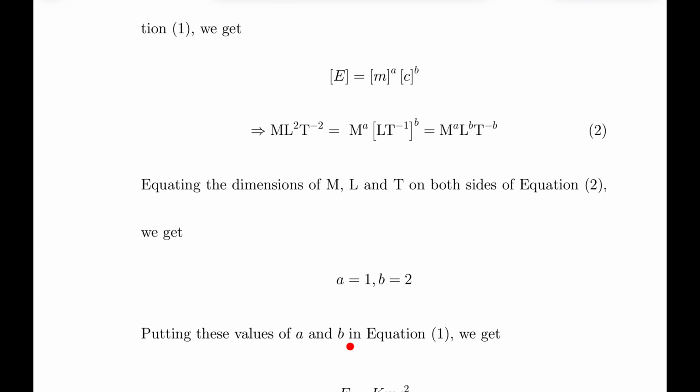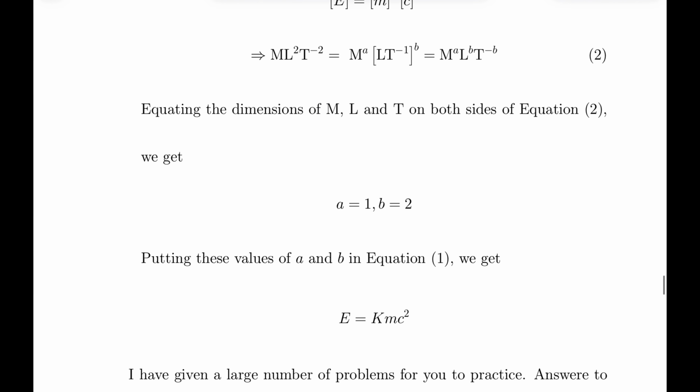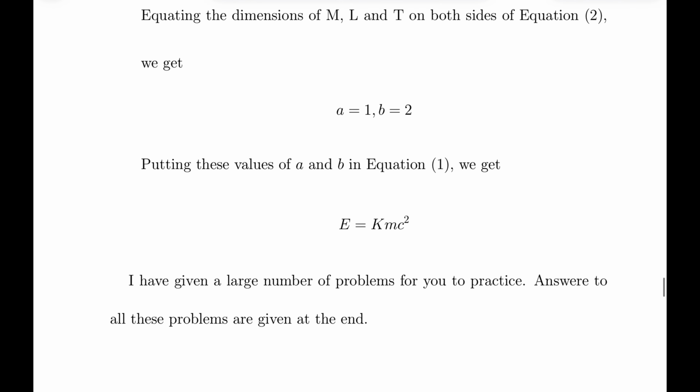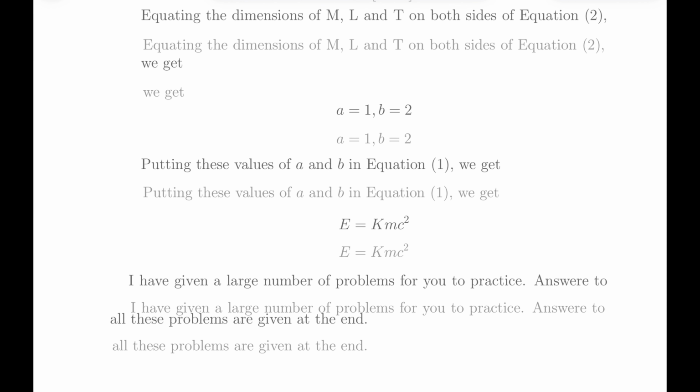Put the value of a and b in equation 1. We get E equal to k times mc square. Clear? So this is the relation between energy liberated when a mass m disappears. This is known as Einstein's mass energy equivalence relation.